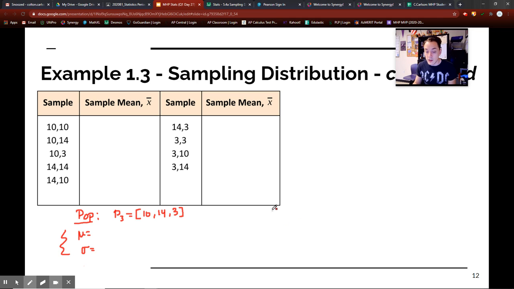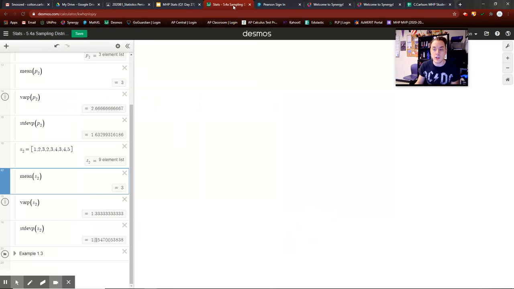Eventually, I will want to find with my sample here, my sample means, and I will list them out. Once I find my sample means, I'll list them out right here, just like in the previous examples. But I will want to find my mean of the sample means, and then the standard deviation of my sample means. Okay? So, first thing they want us to find is the mean and standard deviation of the population. Let's go to Desmos and do that so we can list them out.